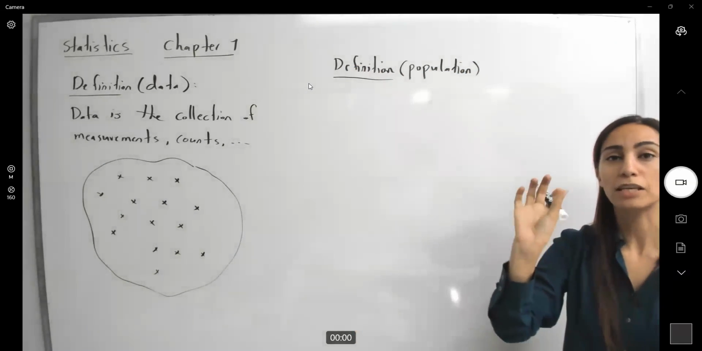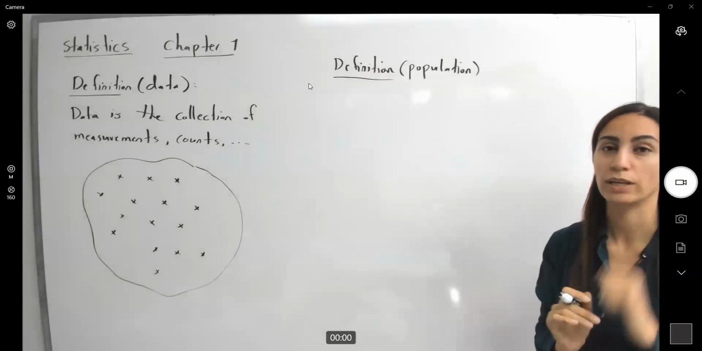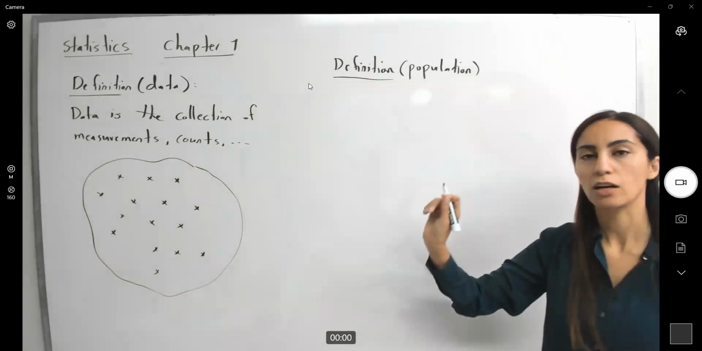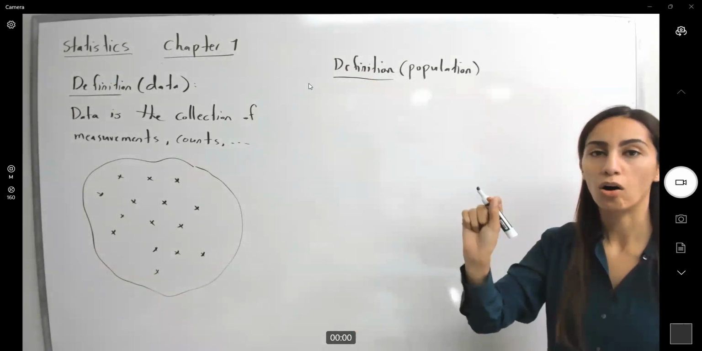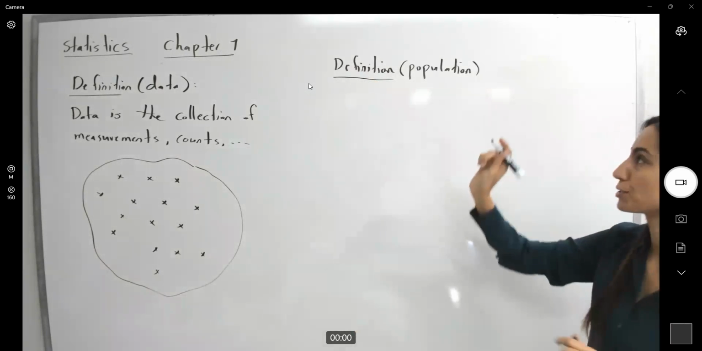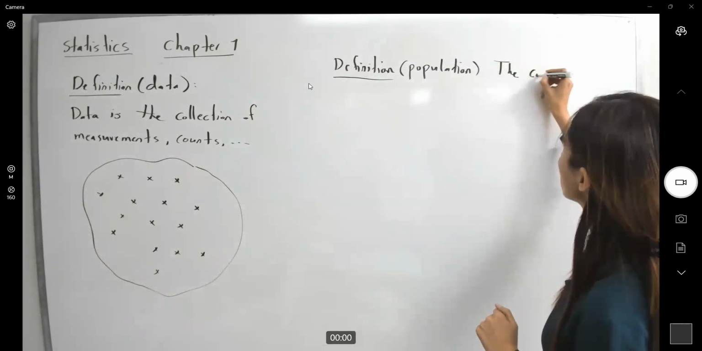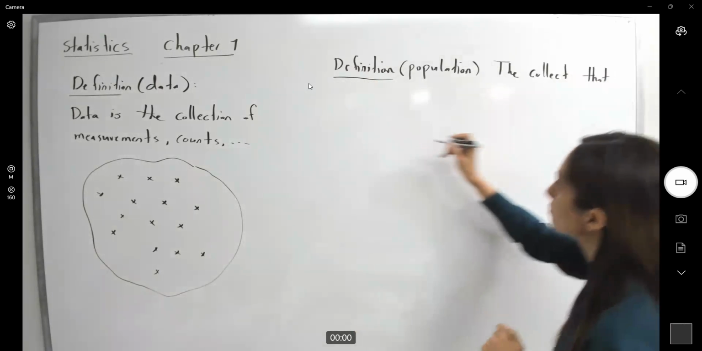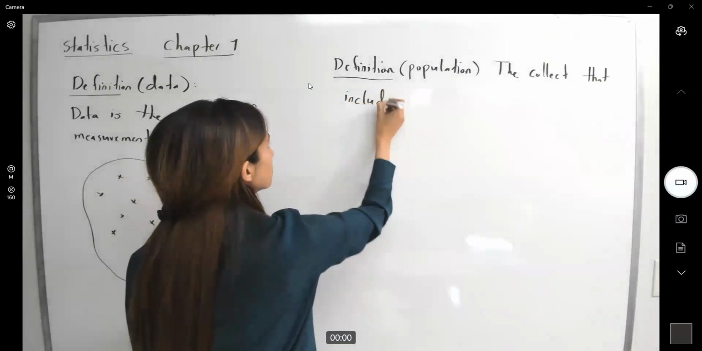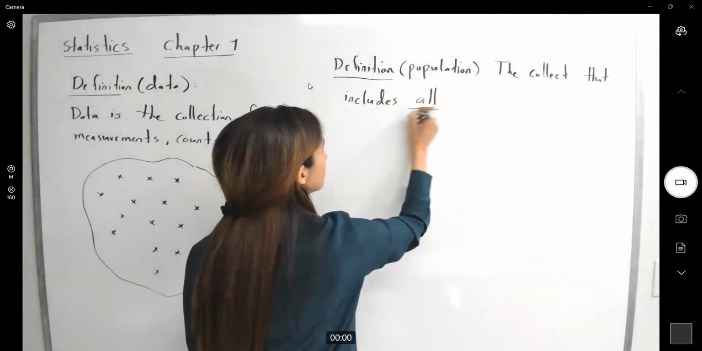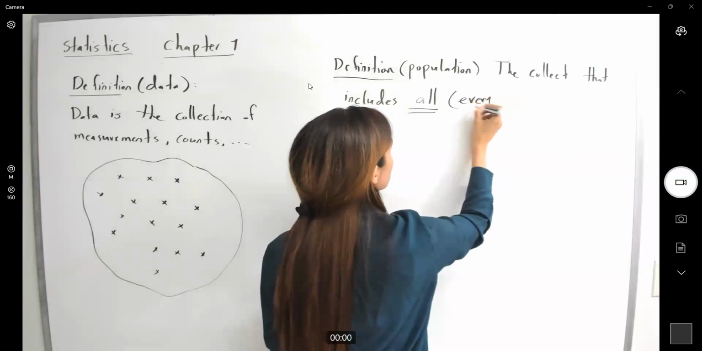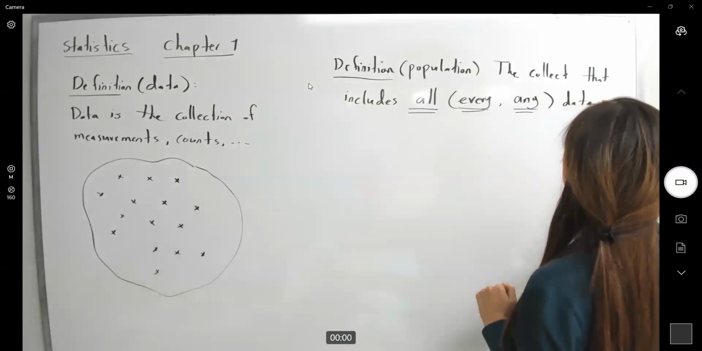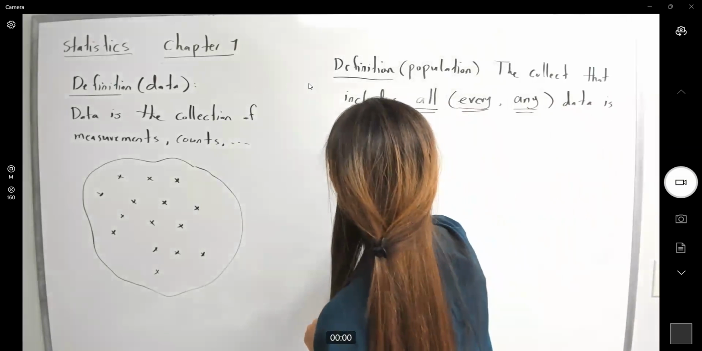There are important keywords that we need to focus on when it comes to statistics. When I talk about population, I talk about every, all, any. So these are the keywords. The collection that includes all, every, any data is called the population.